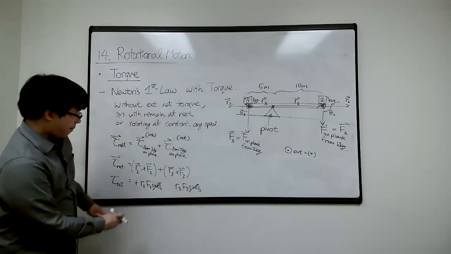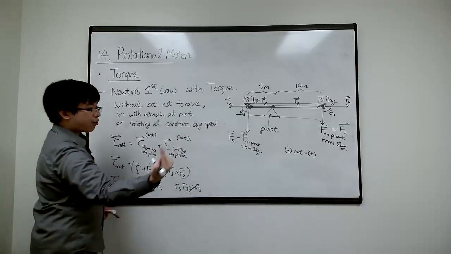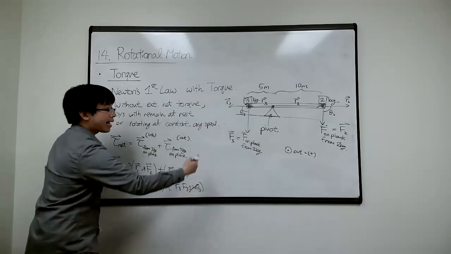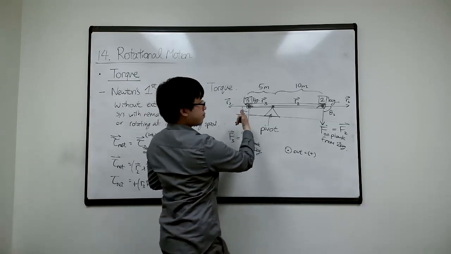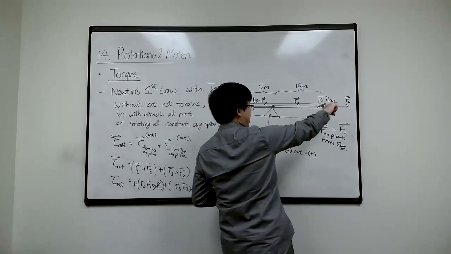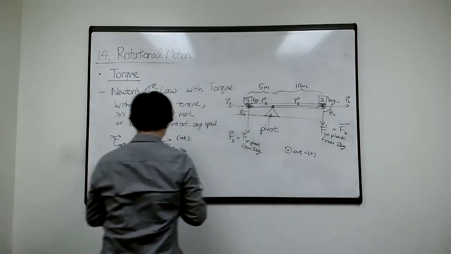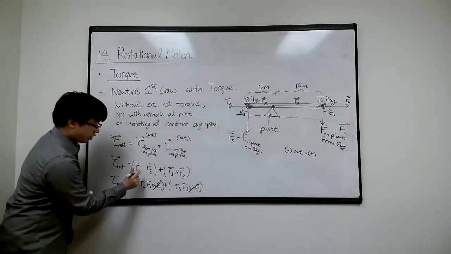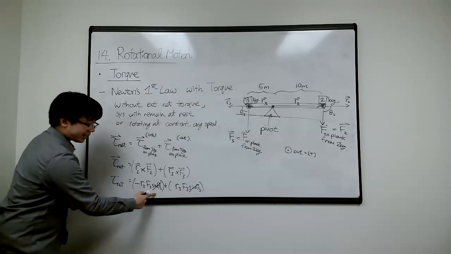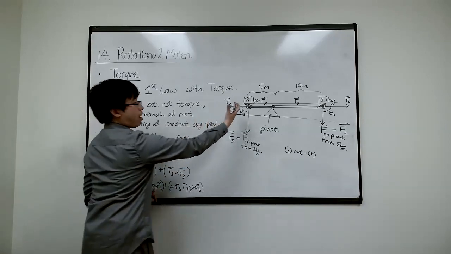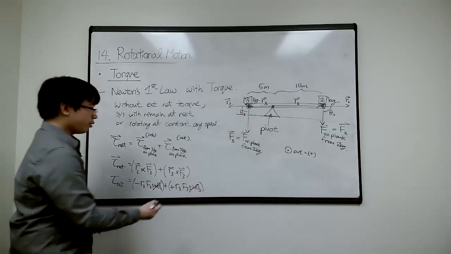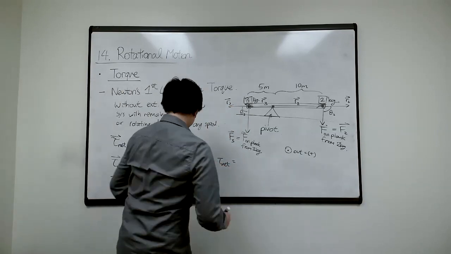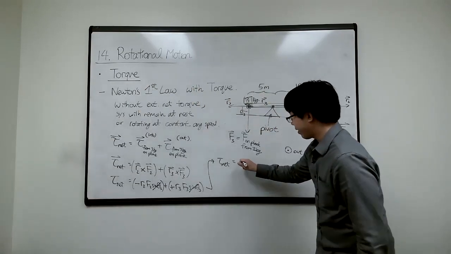We're good with that. I'm choosing out of the board as positive, so this one is going to be positive. Sorry, this one is negative, because out of the board is positive and R2 cross F2 is into the board. So R2 cross F2 is negative, plus positive R3 cross F3. So the net torque, let's plug in the numbers now. We are ready to plug in.